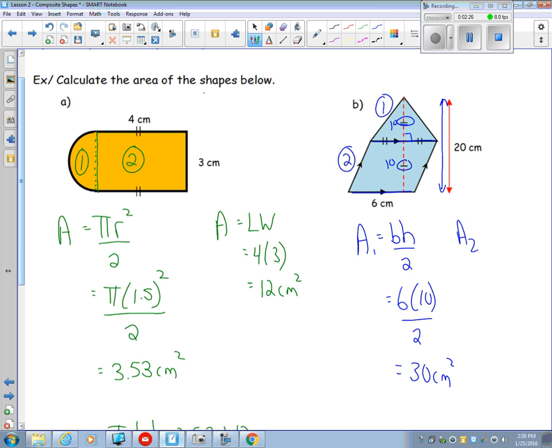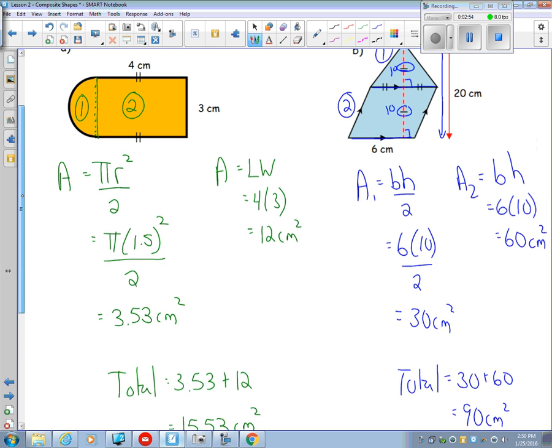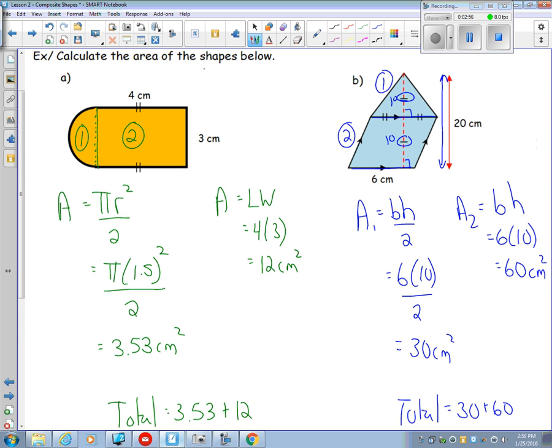Area number 2 would be a parallelogram, which we know is base times height. They have to be meeting at a 90. Good news is I've got a 90 right here. My base would be 6. My height would be 10. That shape would be 60 centimeters squared. Which means when I go to the total of this one, I can add 30 and 60 and get a total area of 90 centimeters squared. Again, the trick is recognizing smaller, simpler shapes within an overall larger, more complicated shape.